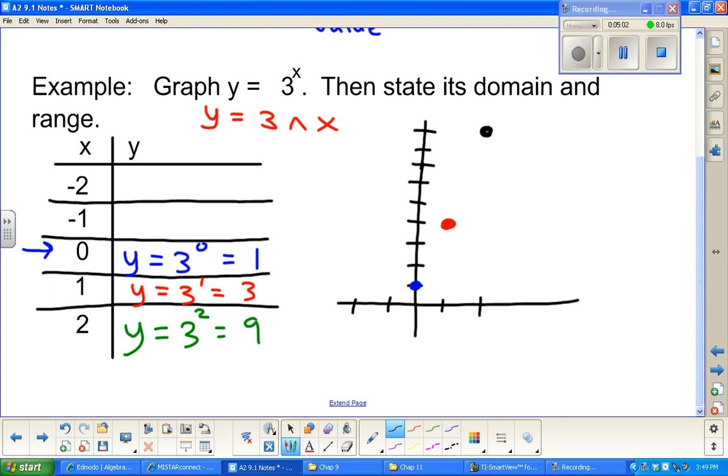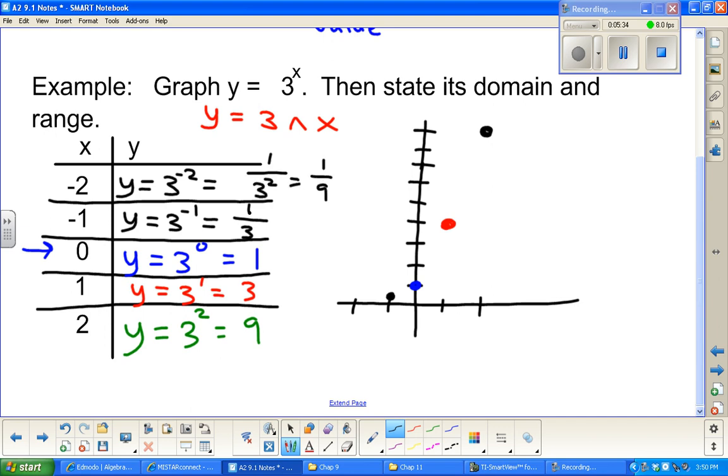Let's see what happens if we throw in a negative 1. If y equals 3 to the negative first power, we just have to remember a negative exponent means it goes in the denominator of a fraction. So it's 1 over 3, it's 1/3. So just estimate (-1, 1/3), somewhere down here. And as we go farther negative, if the exponent was negative 2, that's going to be 1 over 3 to the second power, which is 1/9.